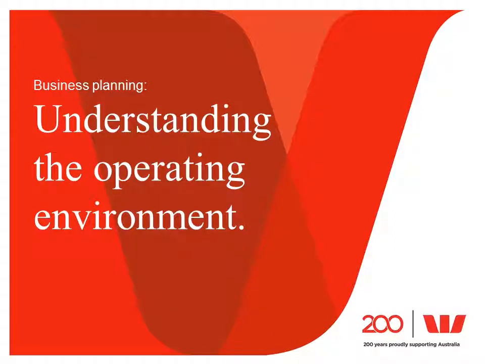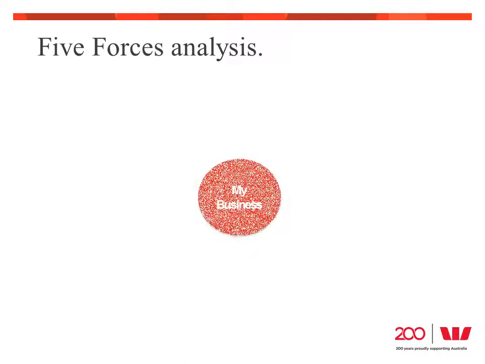This short video is from the Business Planning series and is on understanding the operating environment. No man is an island, and that applies to business as well. An essential part of business planning is understanding your operating environment. Who's playing in the market, what external factors may impact your business, and what internal factors may be influencing your success. Firstly, let's look at identifying your niche in the market and how that is affected by 5 external factors.